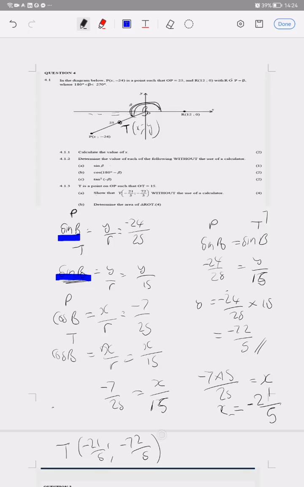Determine the area of R. Where is it? R.